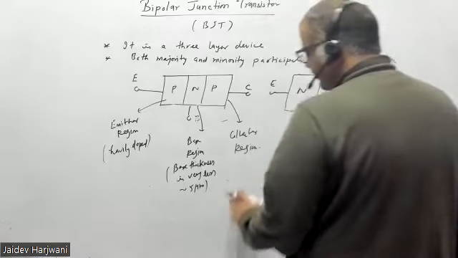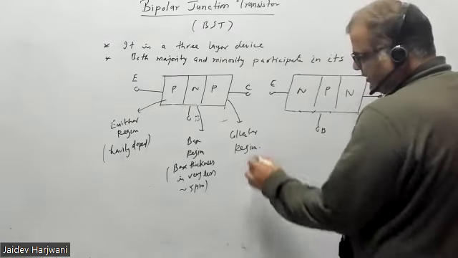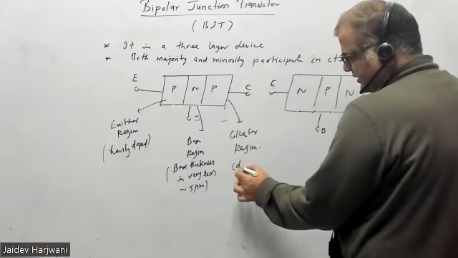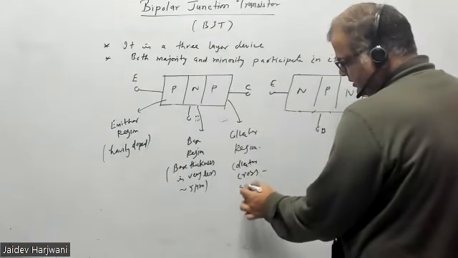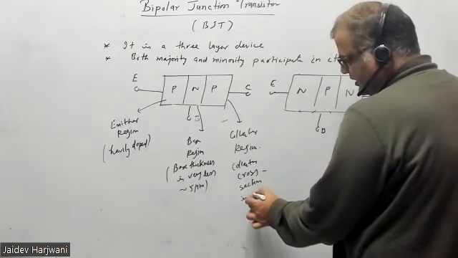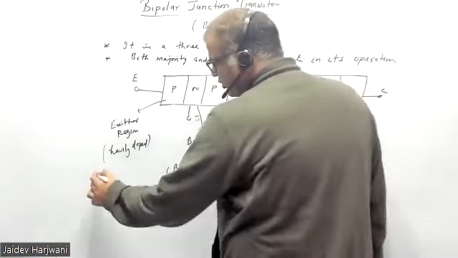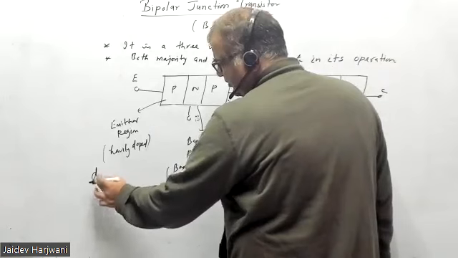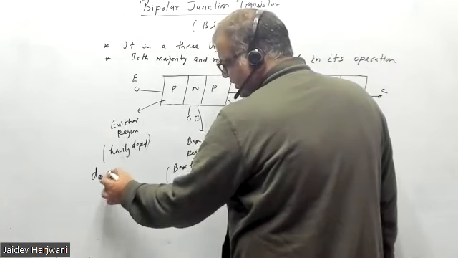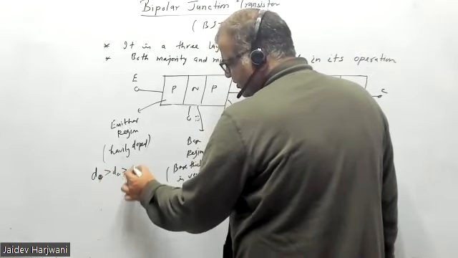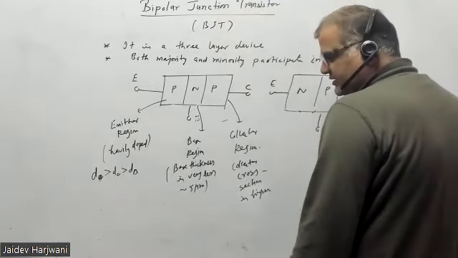And what about the collector cross section? The collector cross section is highest, because the collector cross section is higher. So if I talk about the doping of the collector, the doping of the emitter, and the base: the emitter is high, compared to the collector, and the doping of the base is lowest.